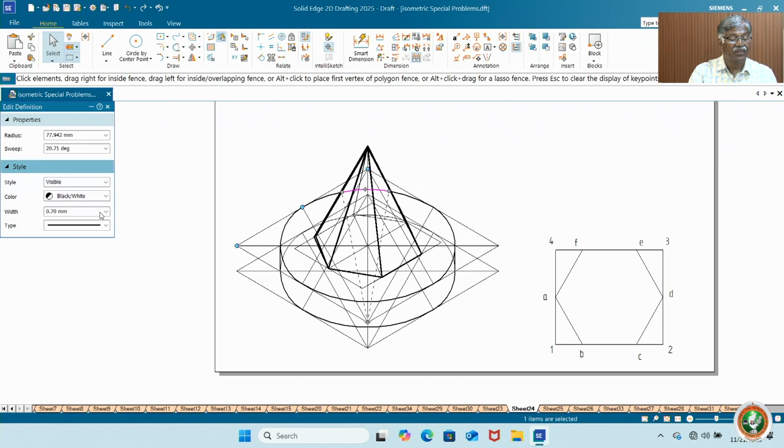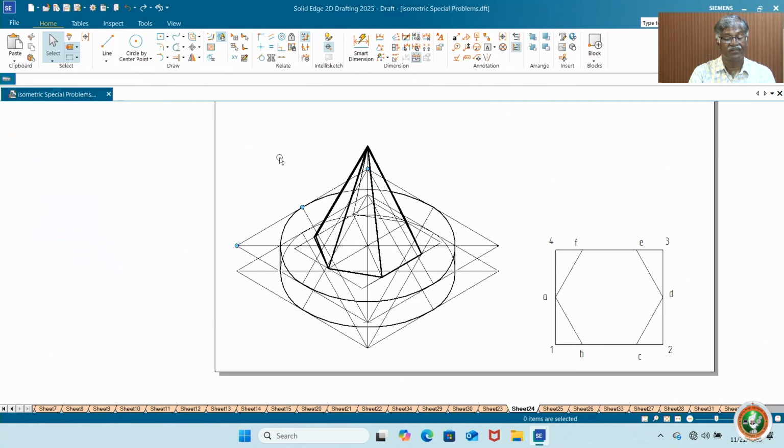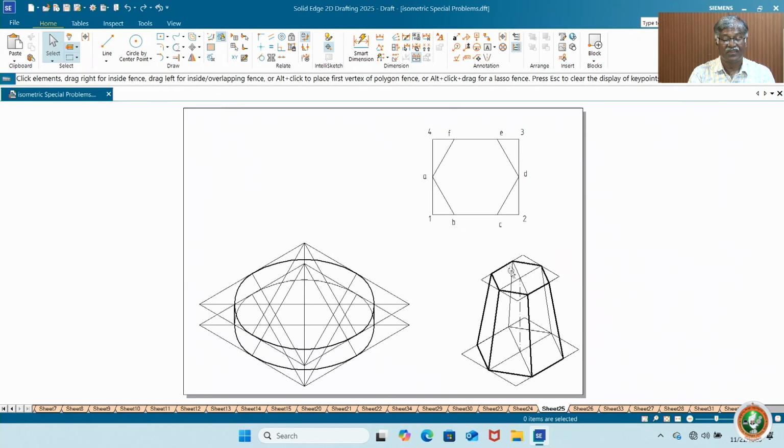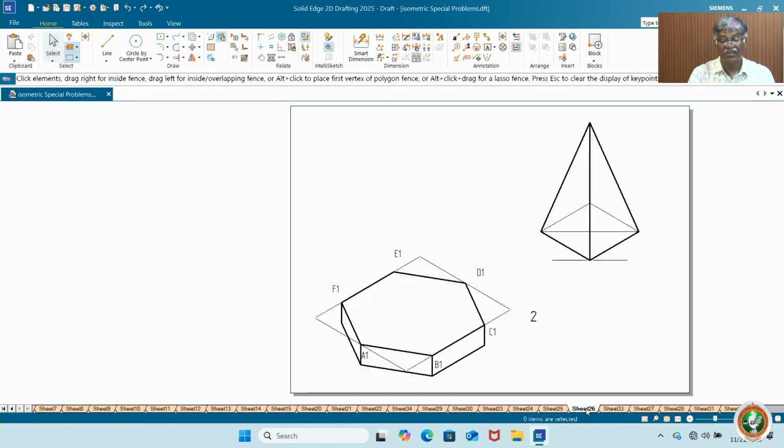Point 1. Be careful about this point. You must start from the end point. There is some problem here. So, as I told you earlier, you must associate this figure with this. Then only it is valid, because you cannot draw a hexagon directly. Same thing, same procedure. Okay, next.